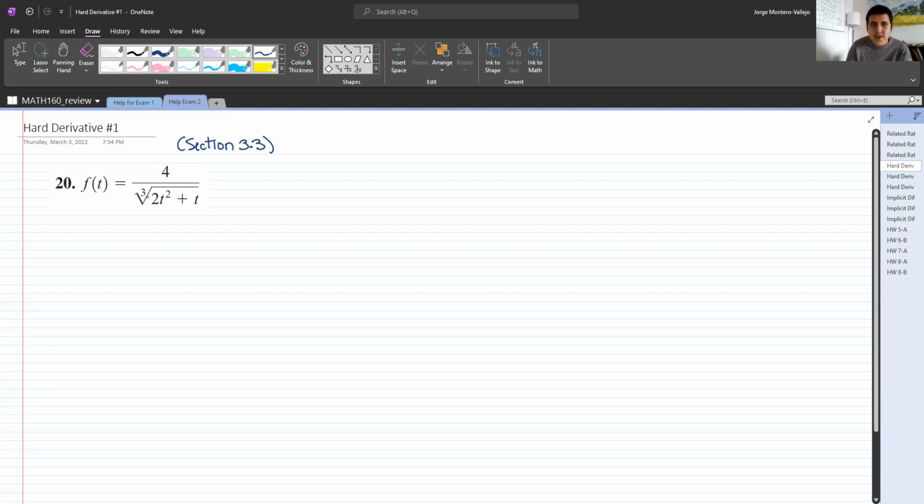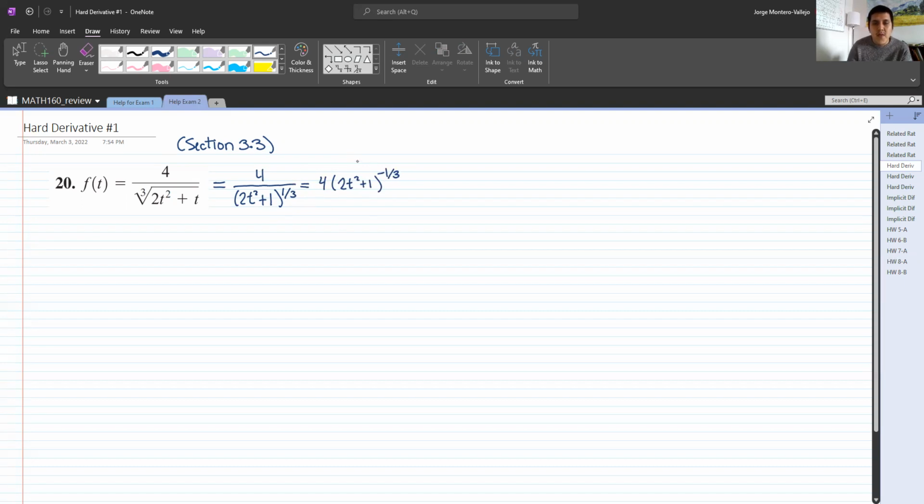But the way I'm going to do it is different. It's not going to be a quotient. I will look at it as a power. I'm going to rewrite this, 4 divided by this cubic root, I can write it as a power, right? I can write it as 2t squared plus t raised to 1/3. Cubic root is the same as power 1/3. Okay, but then I'm going to bring it up. And to do that, I need to make the power negative. 2t squared plus t raised to negative 1/3.